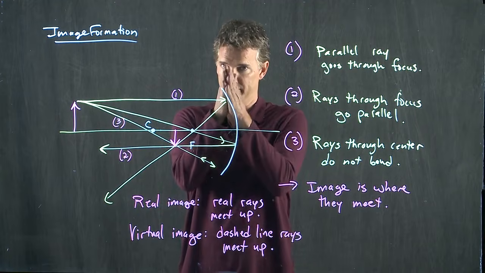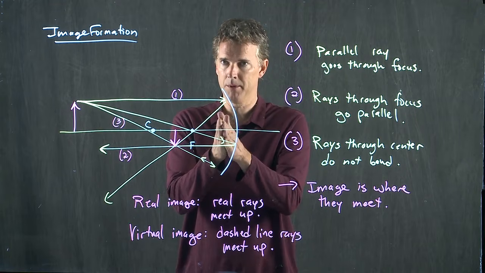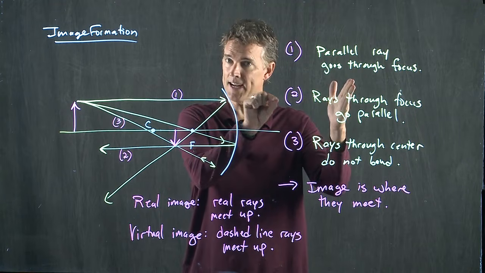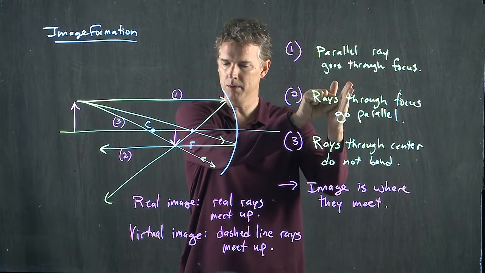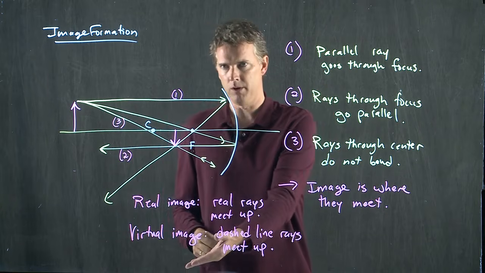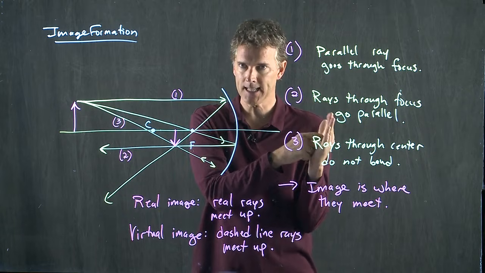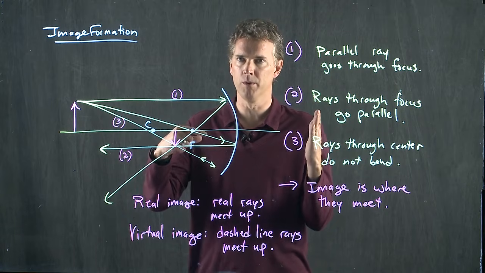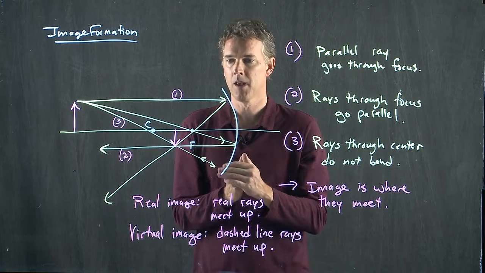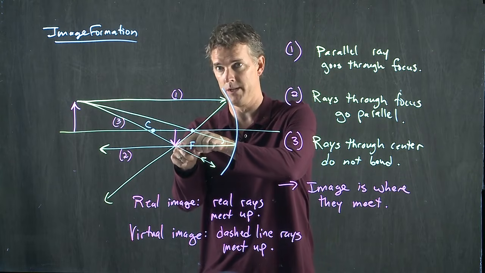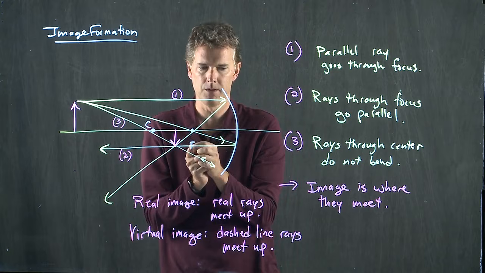So when we were doing the flat mirror, we said, where's the image? It's on the other side. But remember those dashed lines that went to form that image? That means it's a virtual image. There's no real light that got there. All the real light stayed on this side of the mirror. In this case, there is real light that went to form the tip of that image.